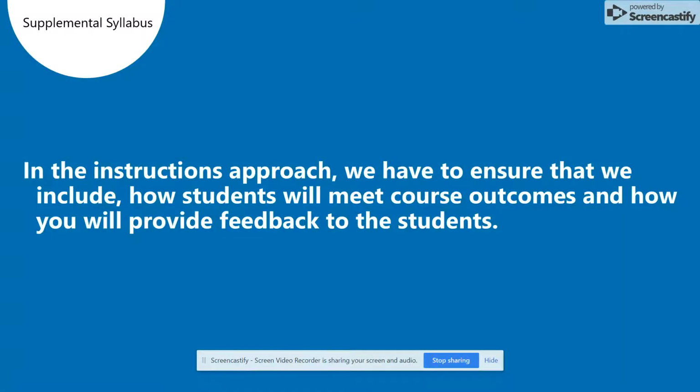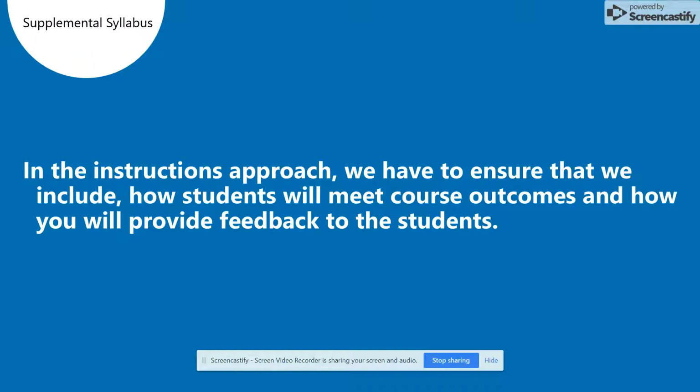Supplemental syllabus. There were a couple of things going on within the supplemental syllabus that we were missing, or some of us anyway, which was how we will provide feedback to the student and how students will meet their course outcomes. Most of you provided within the instructor's approach how you will provide feedback, and you did a good job with that as well. What we were really missing was how students will meet their course outcomes.